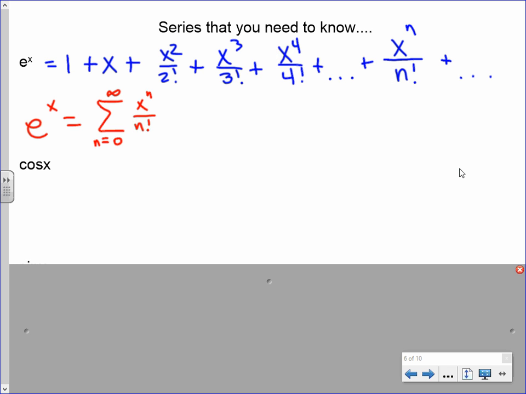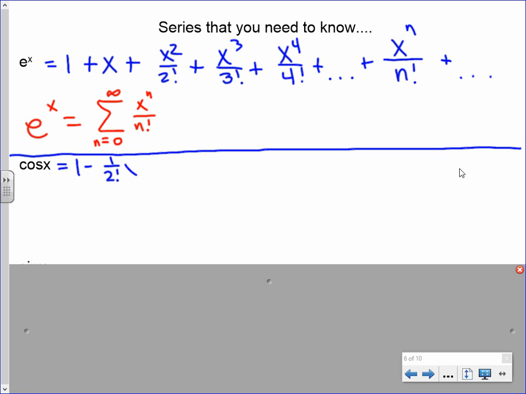Cosine of 0 is? Okay, cosine of 0 is 1. And then the derivative is 0. Then the second derivative is negative 1. And then the third derivative, 0. The fourth derivative, positive 1. The fifth derivative, 0. The sixth derivative, take a guess.